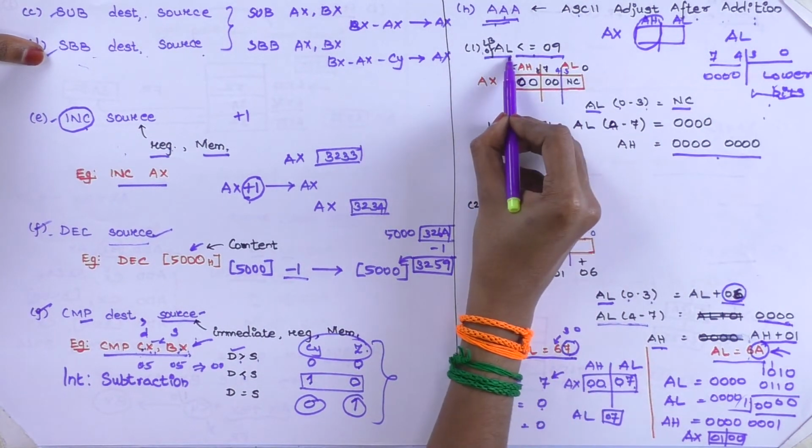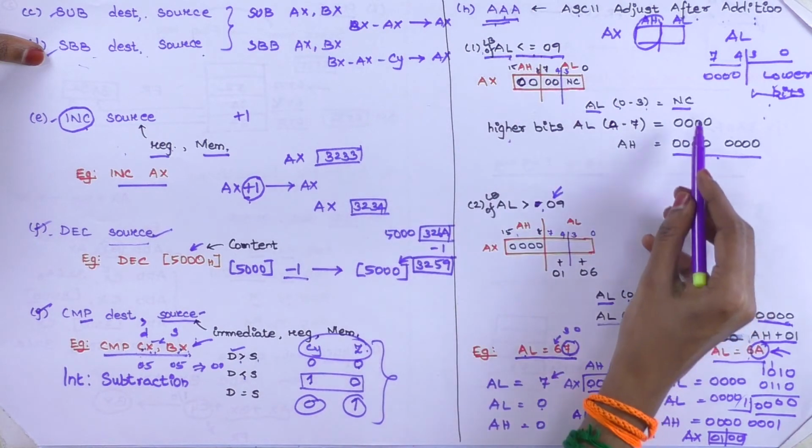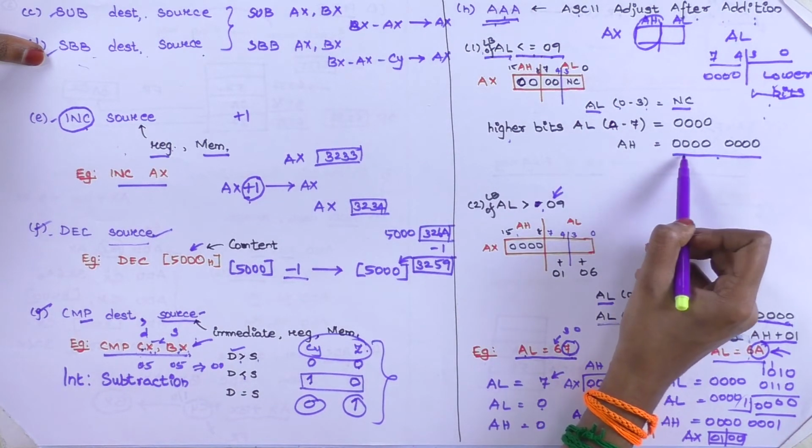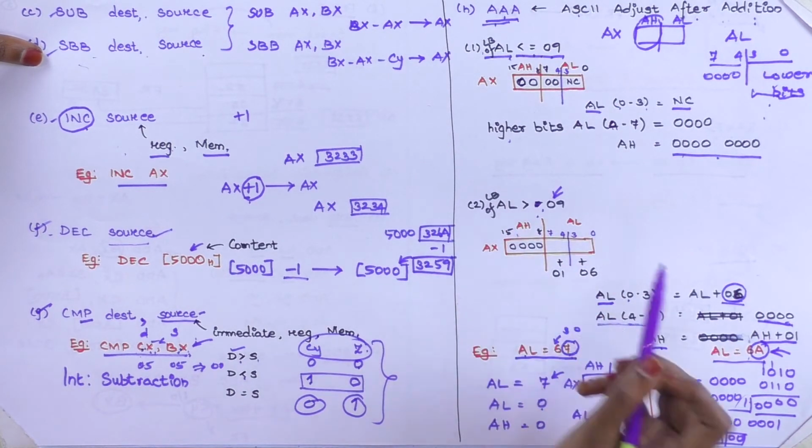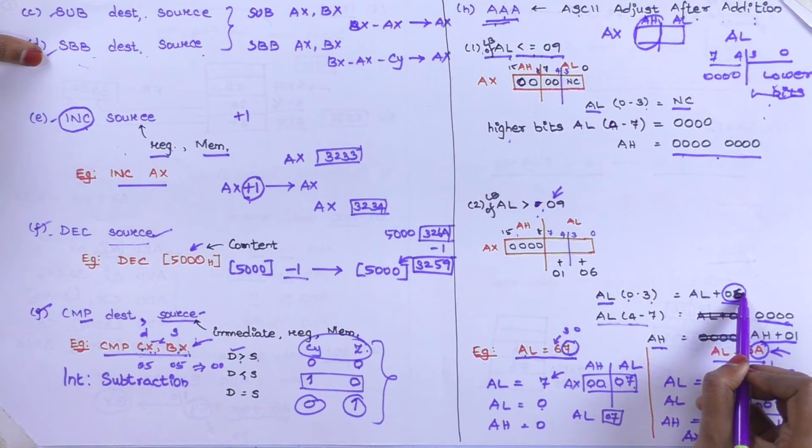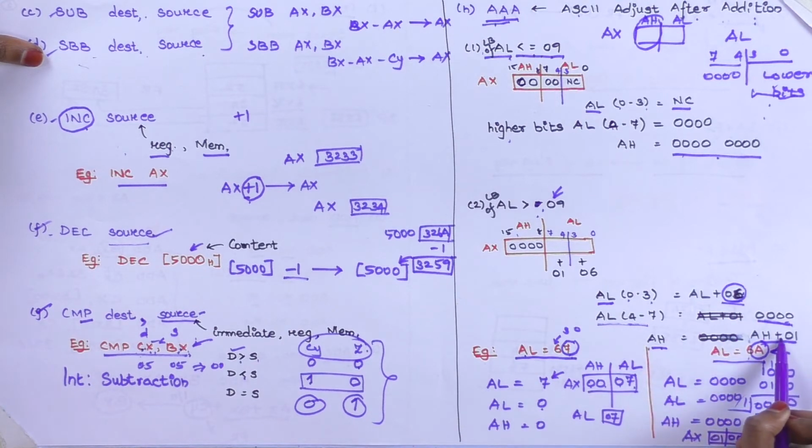It will check the lower bits of AL. If it is less than 0, no change, and the higher bits will become 0. If it is greater than 9, 6 will be added to the lower bits and AH will be incremented by 1, AL remains 0.